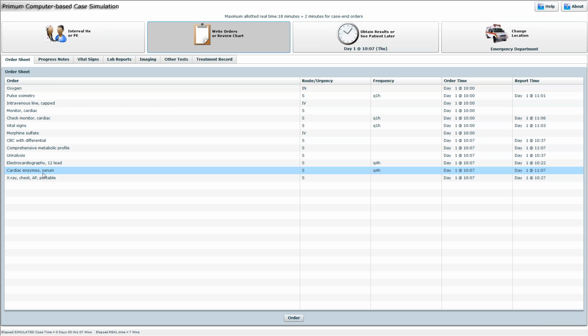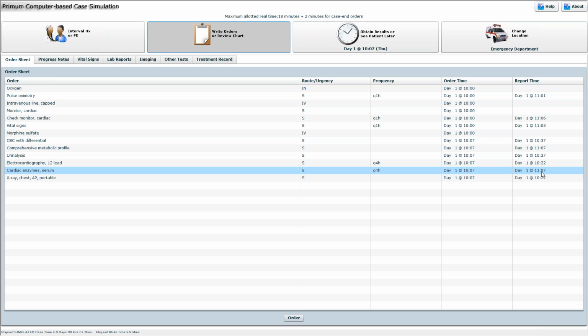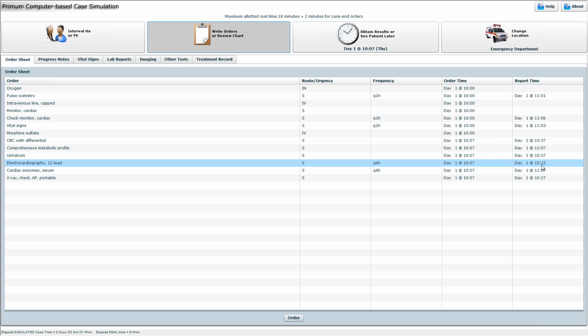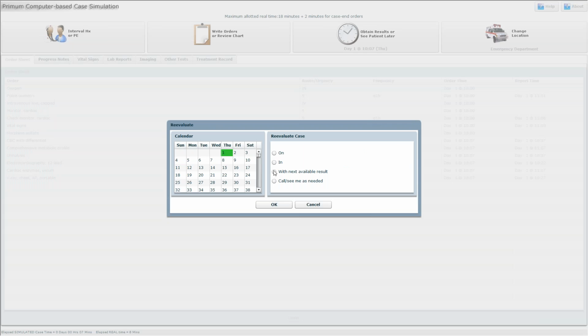So we have to continue to do these things, and you master it. With one case, you master so many tactics and strategies: sequencing, monitoring, timing, how to follow up the interventions. So we have a chest x-ray here. The report time is 10:27, cardiac enzymes 11:07, EKG 10:22. Some people choose to advance the clock with the next available result, which is perfectly fine. Or since you know your report times for those important tests, advance to those.